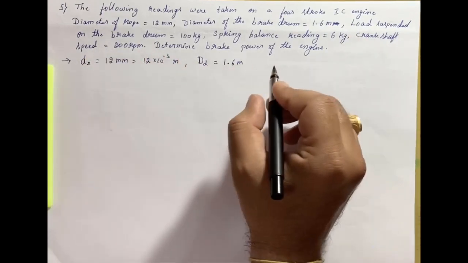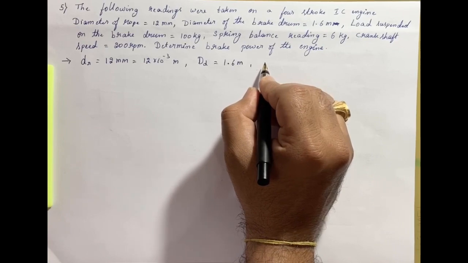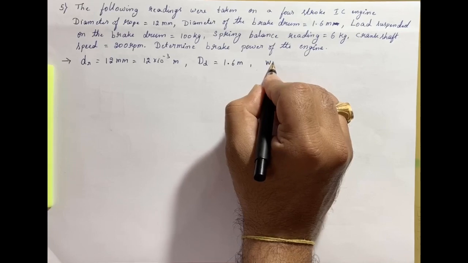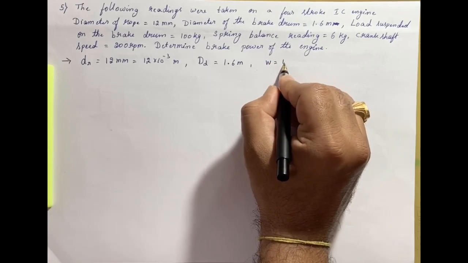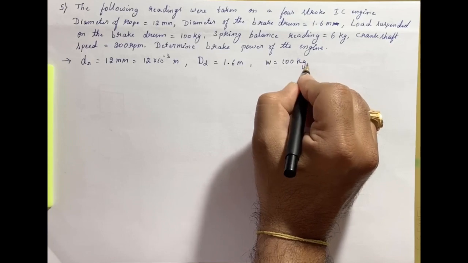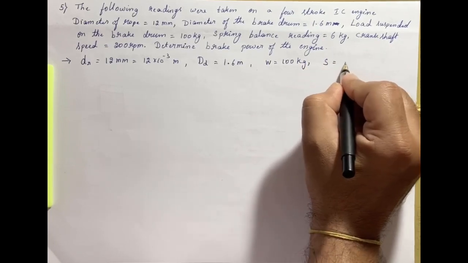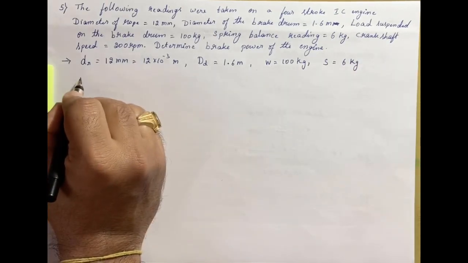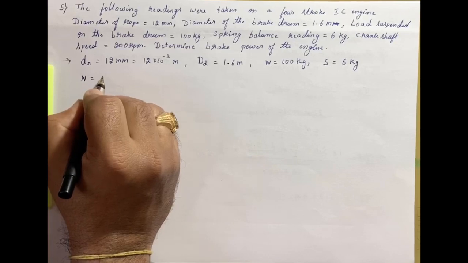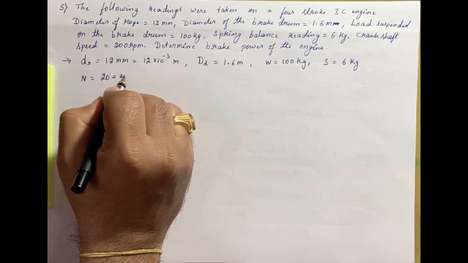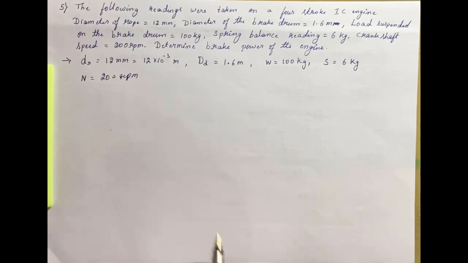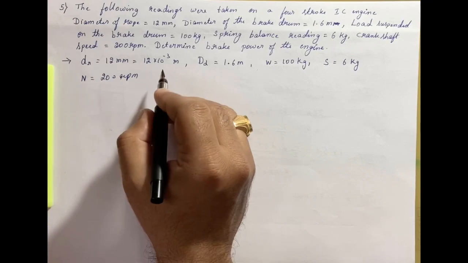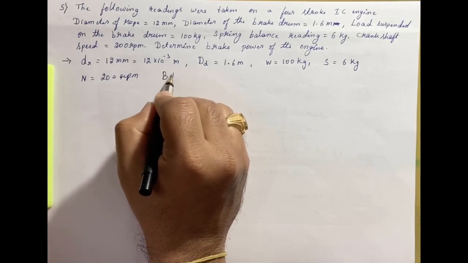Load suspended on the brake drum, I'll write that as W, W equals 100 kg. Spring balance reading, I'll write as S, that is 6 kg. Crankshaft speed is N, that is 200 rpm. Then he has asked us to find out the brake power, BP.